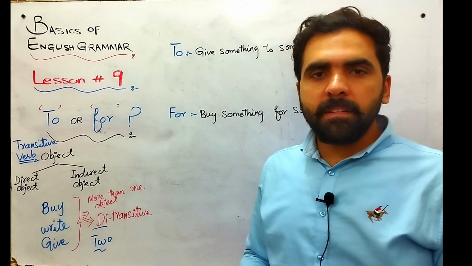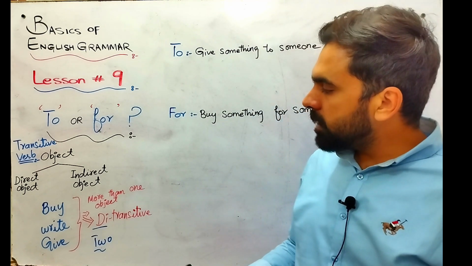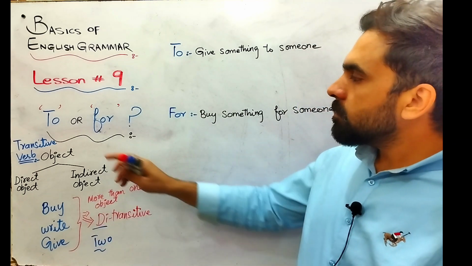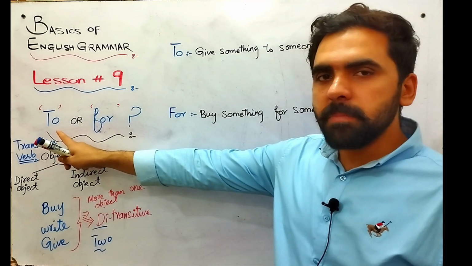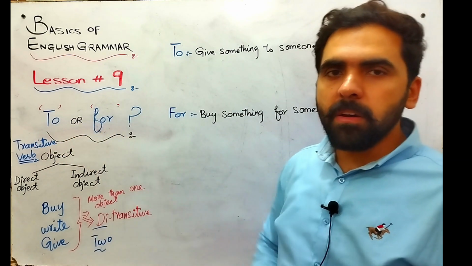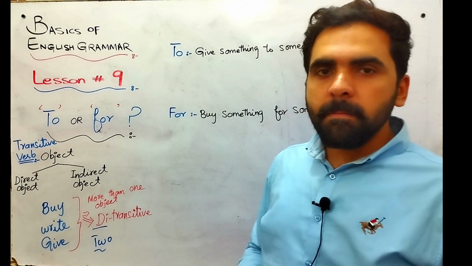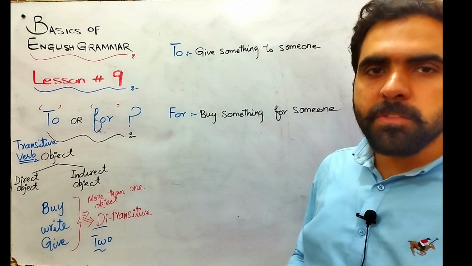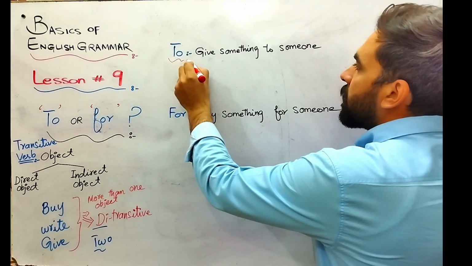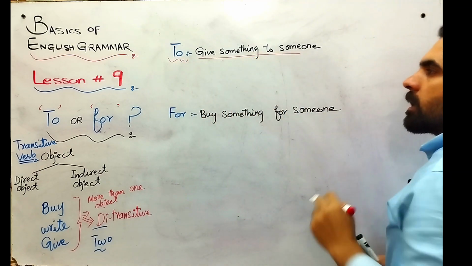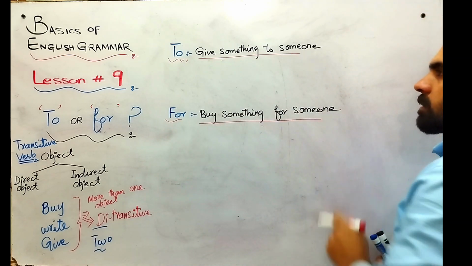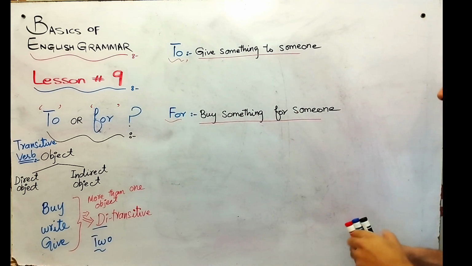When we write more than one object with these verbs, we have to decide whether we'll use the preposition to or the preposition for. Make this thing very clear to your mind. We always use to when we give something to someone, and we always use for when we buy something for someone.